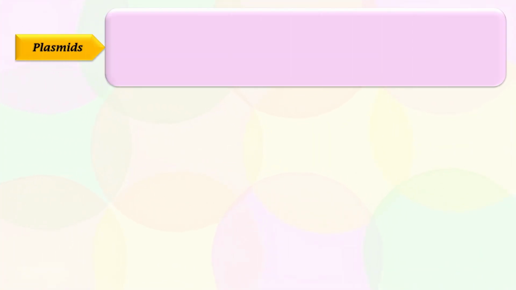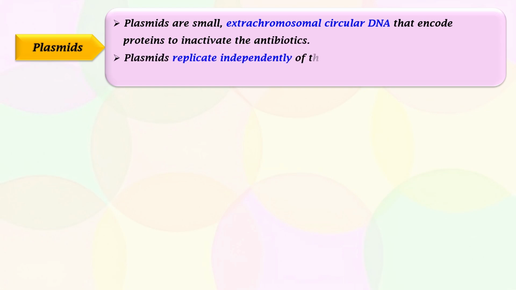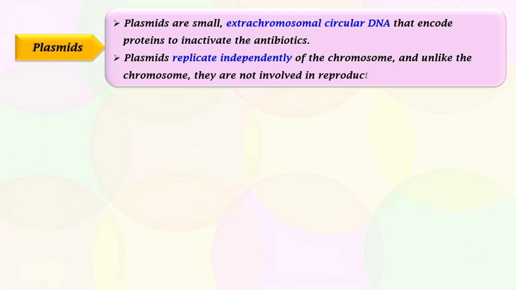Plasmids. These are small, extrachromosomal circular DNA molecules that encode proteins to inactivate antibiotics. Plasmids replicate independently of the chromosome, and unlike the chromosome, they are not involved in reproduction.